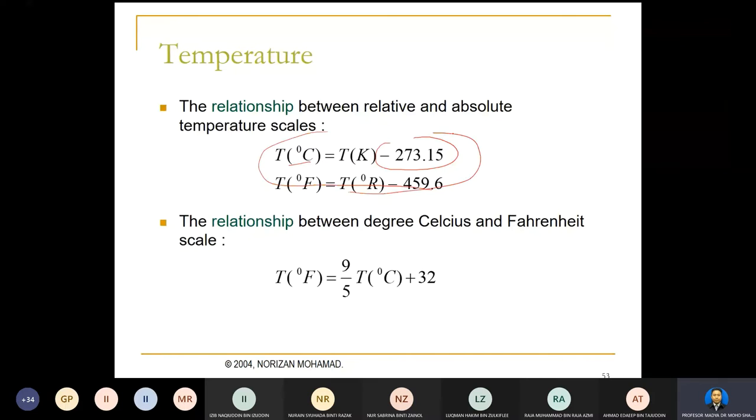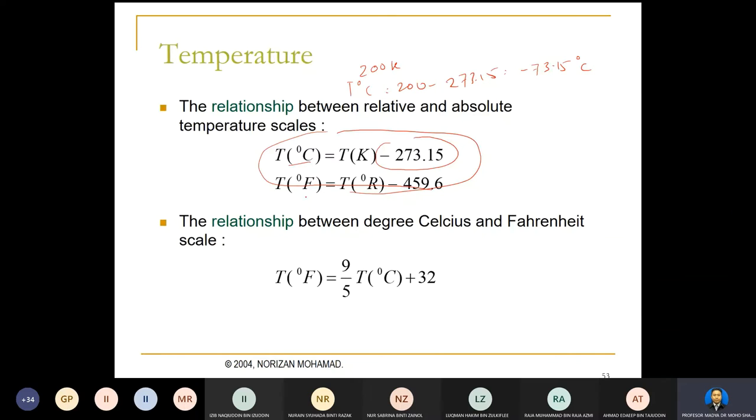So just for example, we have 200 K, 200 Kelvin, and we want to convert it into Celsius. So T equals 200 minus 273.15. So our Celsius is negative 73.15 Celsius. This is an example of the relationship between the Celsius and the Kelvin.